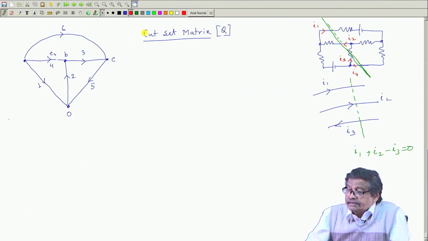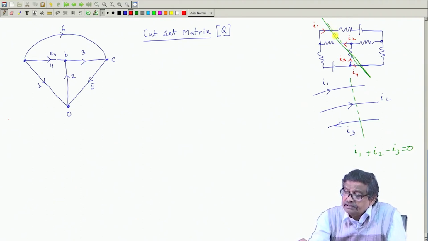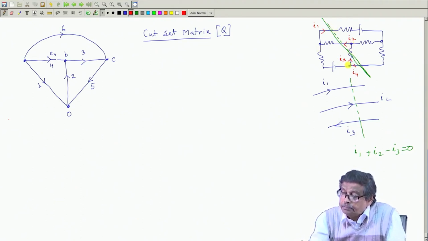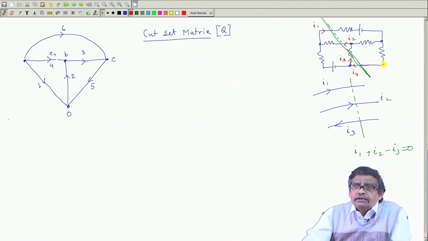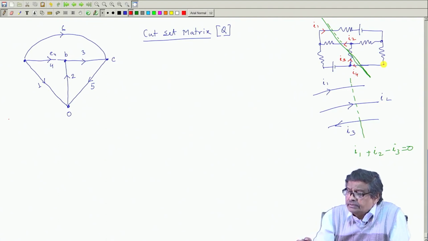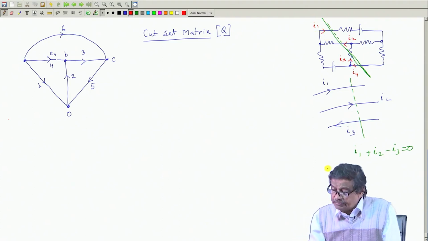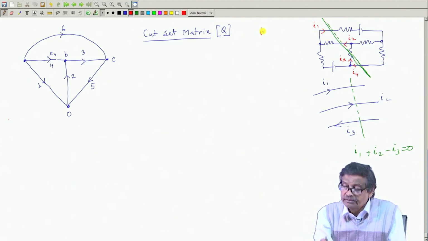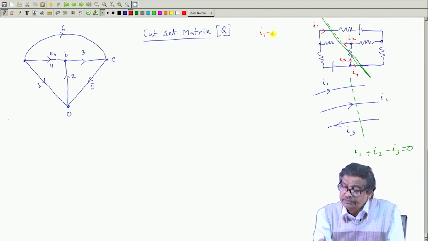Then I will say that in this line several branches intersect: this branch, this branch, this branch, and also this branch. Suppose we have solved the networks and the currents were found to be I 1, I 2, I 3, I 4. Suppose left to right I am taking as positive. So, this line from left to right is I 1, but this is I 2 from right to left, so minus I 2.